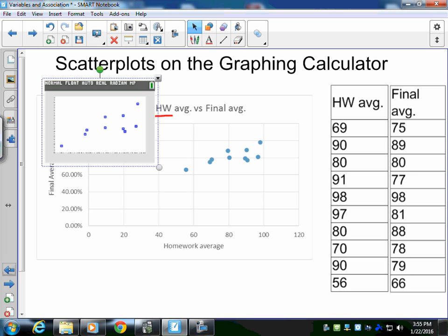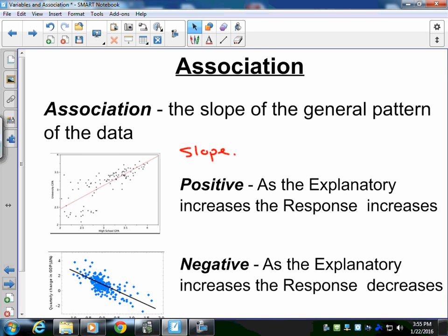If we go back and look at our situation where we're looking at homework versus final grades, we can see a positive association there. As the semester homework is increasing in percentage over the course of the term, the students' final percentage is increasing. Not in every case, but in the majority of cases for the pattern.